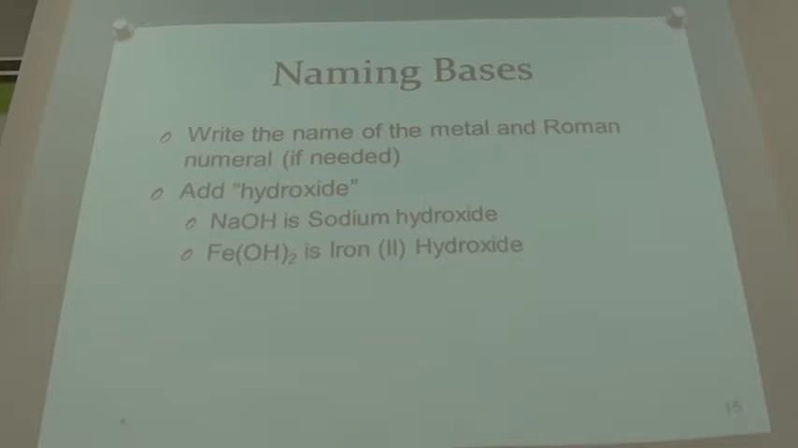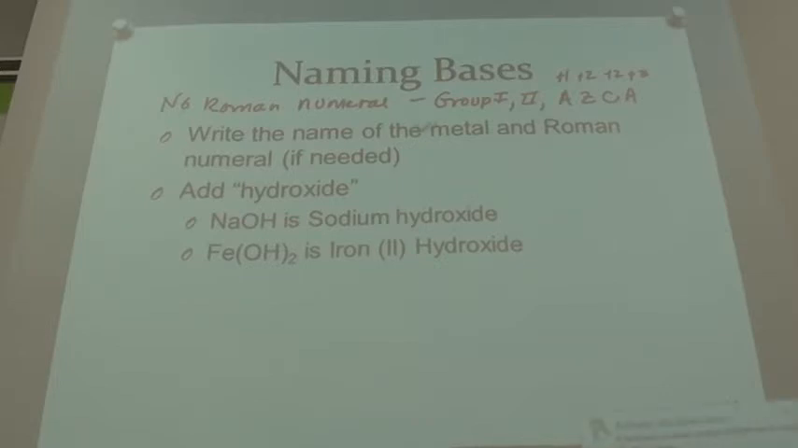Let's name some bases. Write the name of the metal and the Roman numeral that's needed, if needed. When don't you need a Roman numeral? Yep, when it is group 1 or group 2 or those exceptions. What did we call them? ASCA. Silver, zinc, cadmium, and aluminum, because these have defined oxidation numbers.